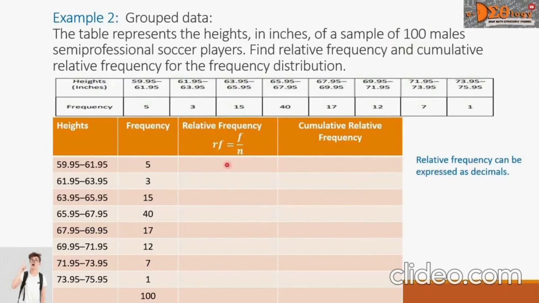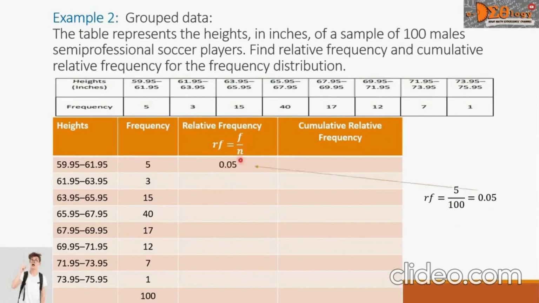Let's begin with our first blank. So RF equals the F, and that is the 5, over the N, which is 100. And the quotient is 0.05. We will copy this value in the first row.